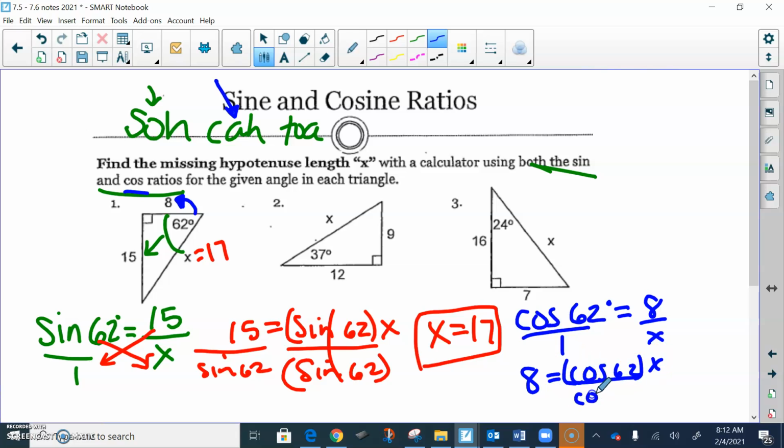Divide each side by cosine of 62. And I'm going to punch that in my calculator. 8 divided by cosine of 62. And I get that it is 17, which we were hoping it would be. Okay. All right, let's try one where we're not given the choices.